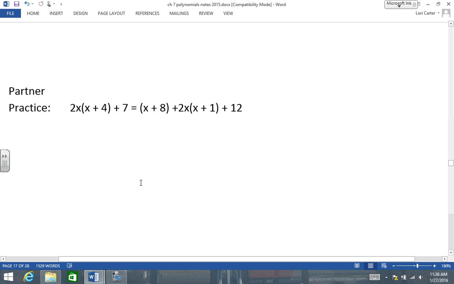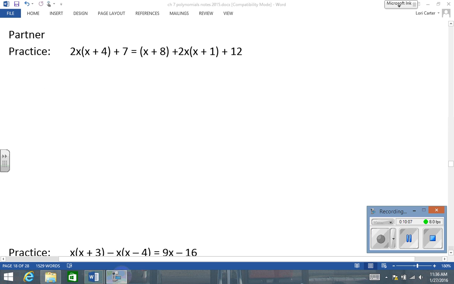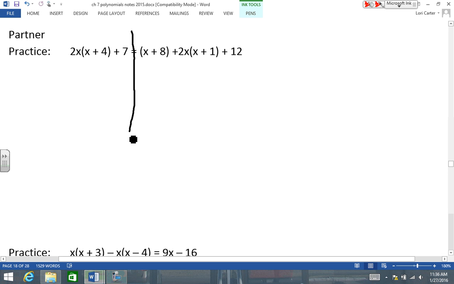Mrs. Carter, I have a question. Where's the equal sign? It's right after the 7. So this divides my problem. Correct? All right. So what are you doing on this side? You're distributing the x, which gives you what? 2x squared plus 8x plus 7 equals.